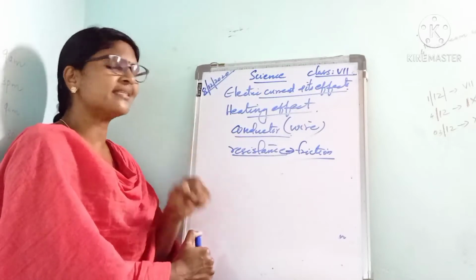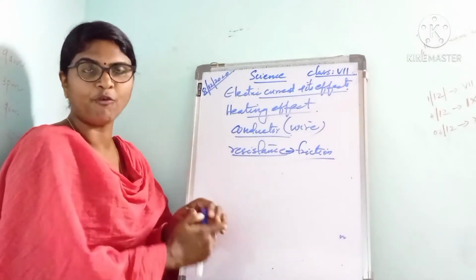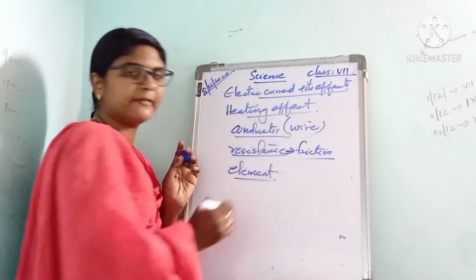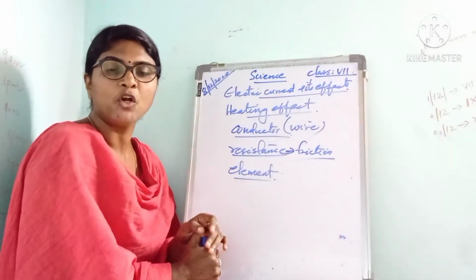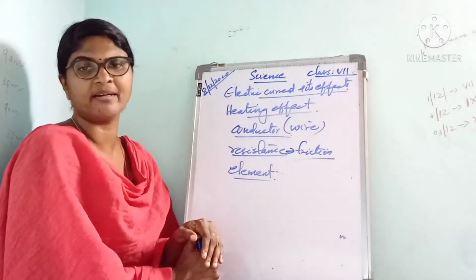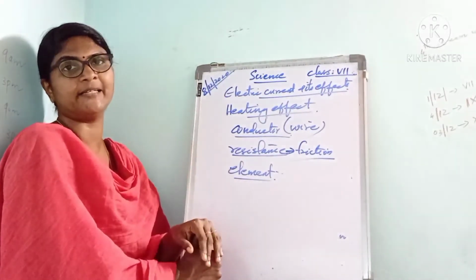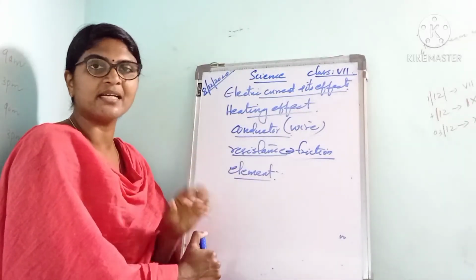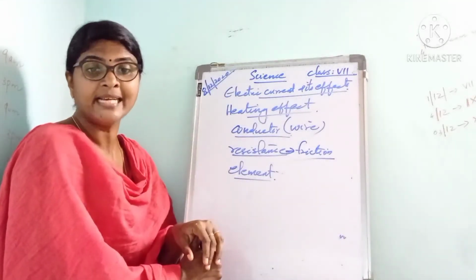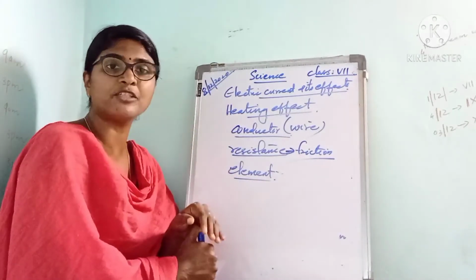In all such devices, there is a coil of wire which is called the element. All these devices have a coil of wire called an element. When the electric device is switched on, the element becomes red hot and gives out heat. That is why it produces heat. That is about the heating effect of electric current.